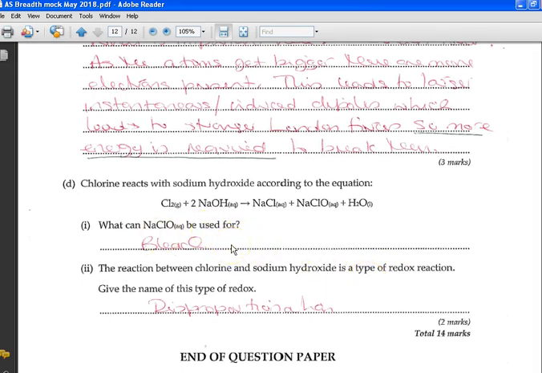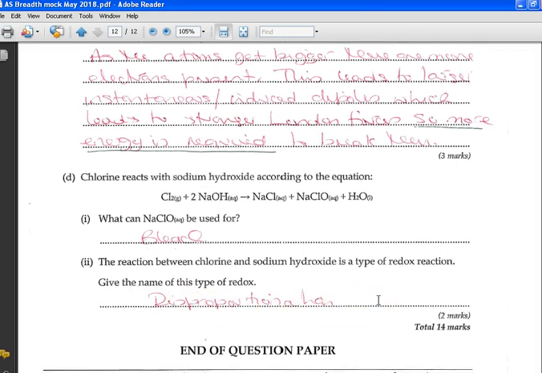And then finally, this last question, what do we use sodium chlorate for? It's bleach. And of course, in this reaction, chlorine has been both oxidized and reduced. So this is a disproportionation reaction.